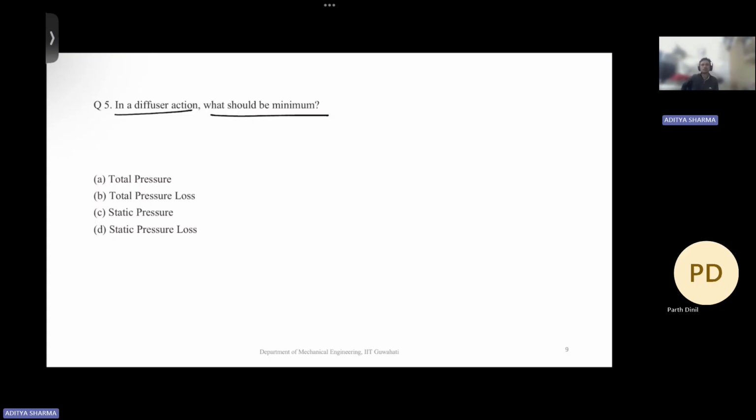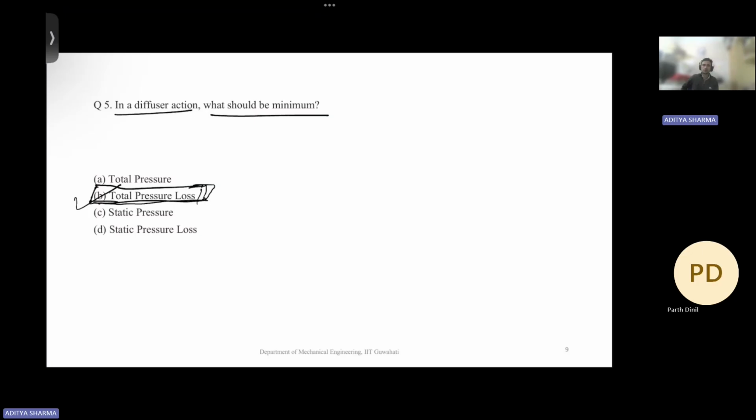This question is basically from the perspective that in real case scenarios, when we are using some diffuser to decelerate some flow, what is it that we keep in mind while designing that diffuser? So the answer to this question is pressure loss, total pressure loss. The total pressure that we have in hand, we don't want in any case that we lose that pressure.